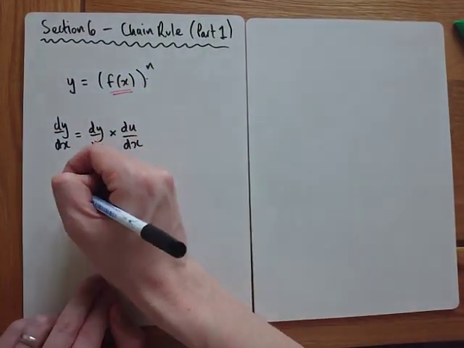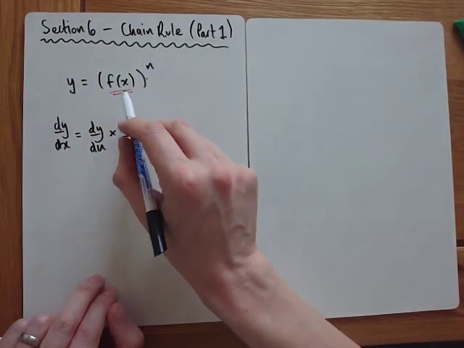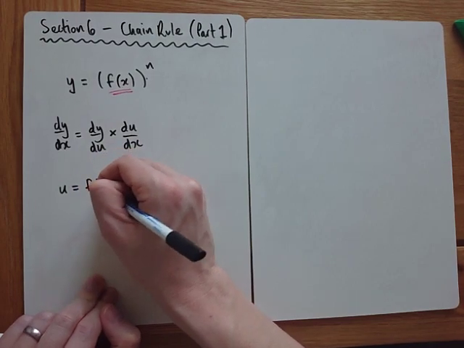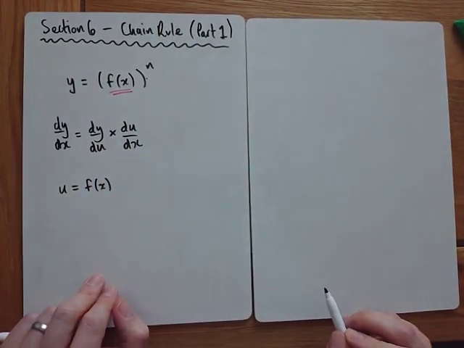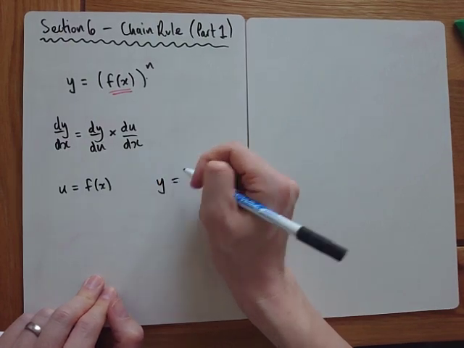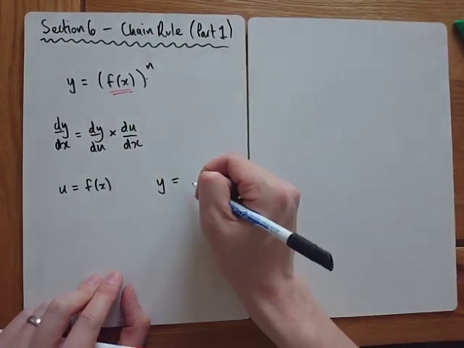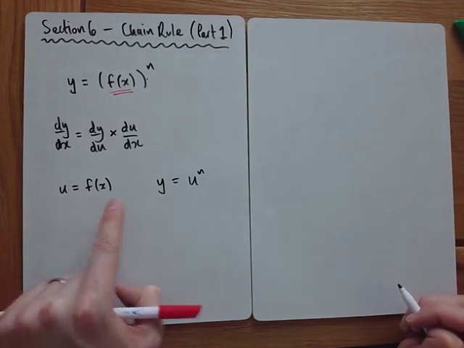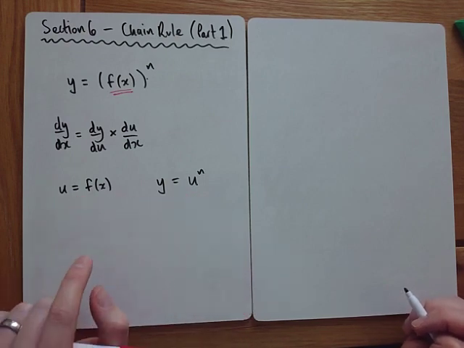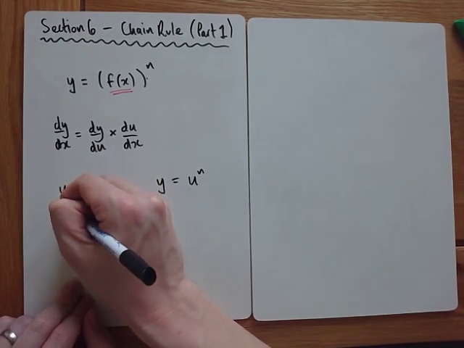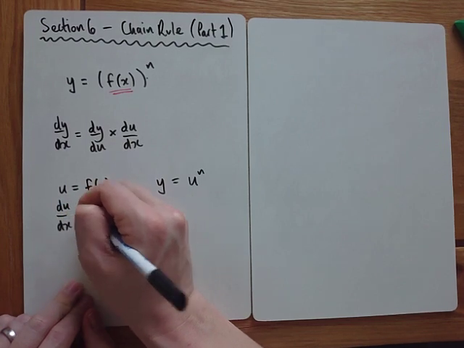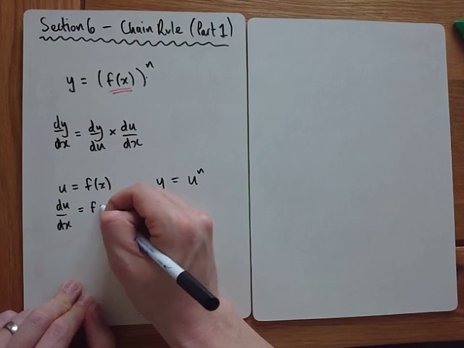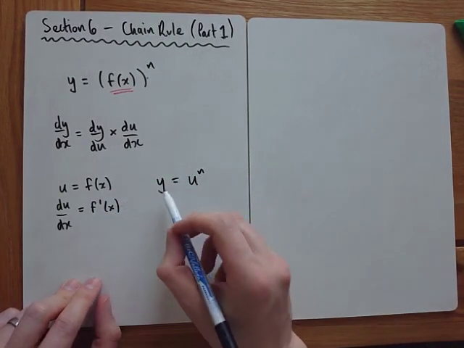So I said, all right, instead of this complicated thing that I can't differentiate, if I simplify it, let's just say u equals f of x, we'll just replace that function with the letter u. Then y would equal, instead of f of x to the power of n, u to the power of n, wouldn't it? So we've got two simpler things that we can actually differentiate. Du by dx: if I'm differentiating this side with respect to x, let's differentiate this side with respect to x. I'll just call that f dash of x.